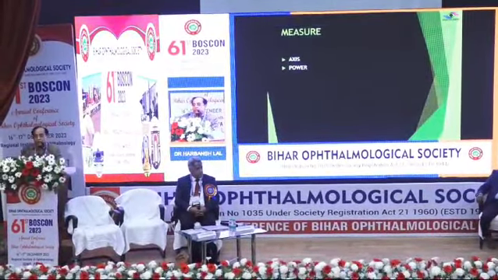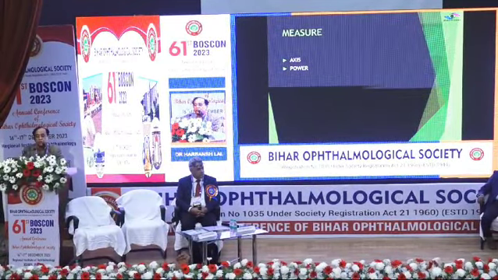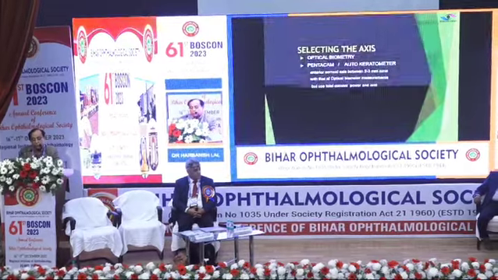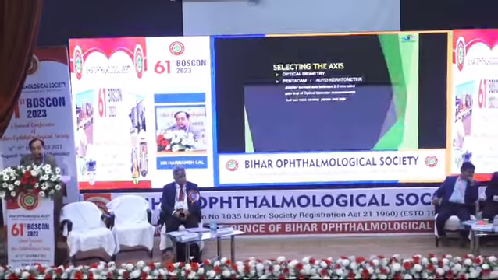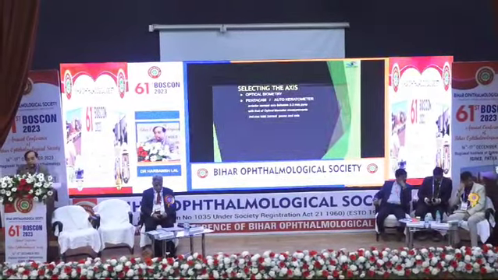So we measure two things, axis and power. Axis is more important than the power, because suppose you wanted to correct 2 and you correct 1, there is no problem. But if the axis is wrong, then everything can go wrong. So for selecting the axis, optical biometry and Pentacam, these two are the most important.